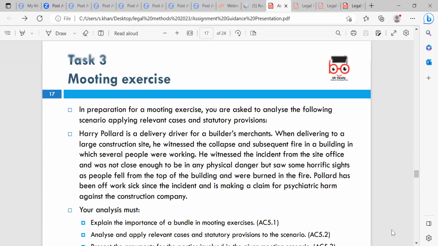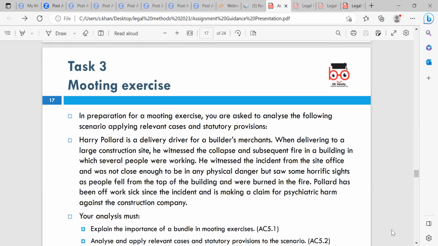Task 3 is a mooting exercise. So here in the mooting exercise is task 3.